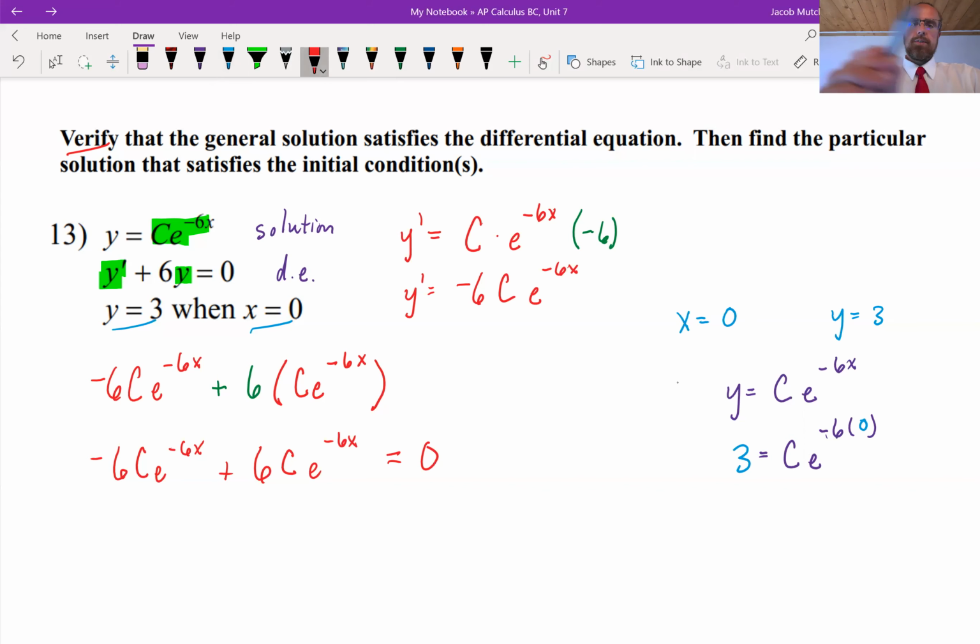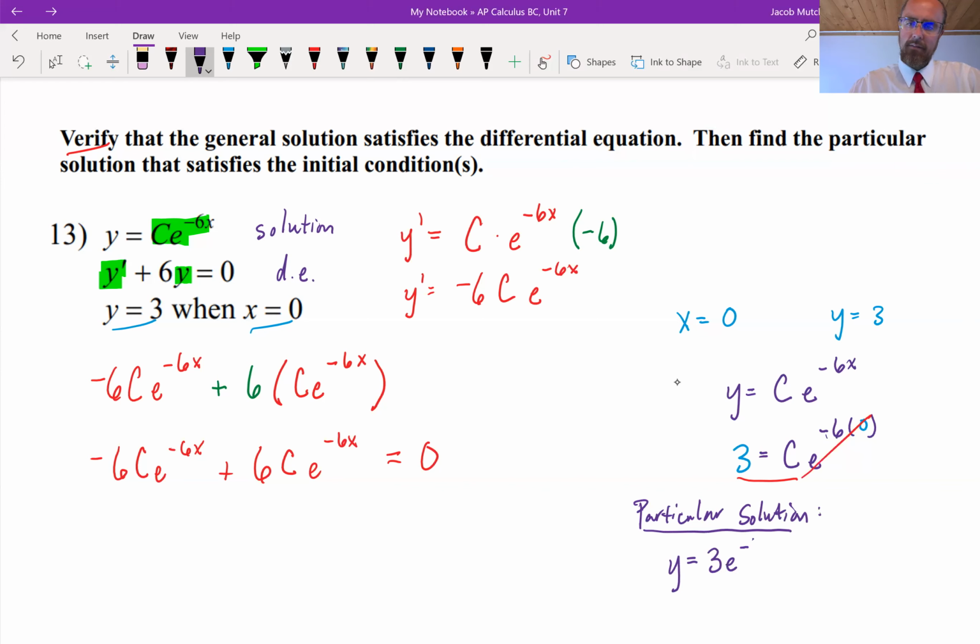So I can see here definitely I'm helped out. E to the power of negative 6 times 0 is e to the power of 0, which is 1. That cancels out. Immediately I see c equals 3. And so my particular solution is going to be, I'll write it out here, the particular solution is going to be, picking up the original solution, y equals, but instead of c, I'm going to plug in 3 e to the power of negative 6x, and that is complete.